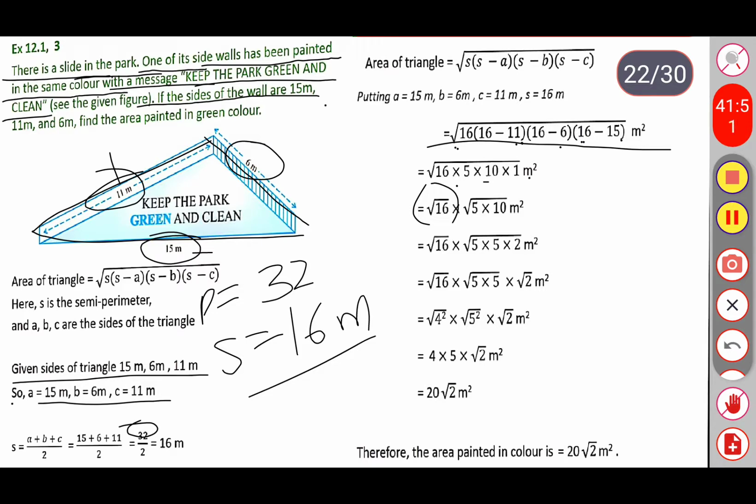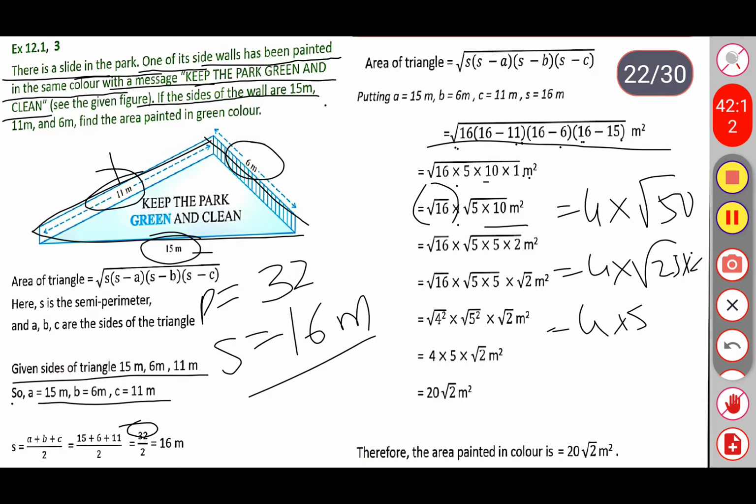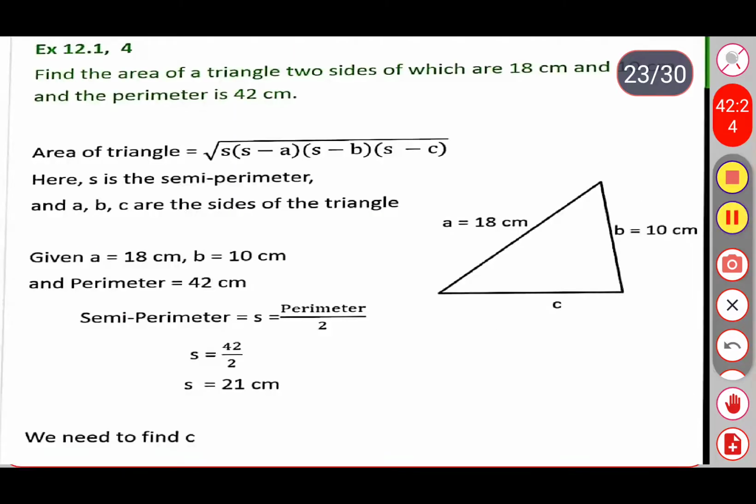In that, 16 is a perfect square number, and the remaining two numbers, 10 ones are 10, 10 fives are 50, right? So 16 is a perfect square, means square root of 16 is 4, and root 50 can also be written as root of 25 into 2. In that, square root of 25 is 5, remaining root 2. 4 fives are 20. 20 root 2 is the area of the triangle.